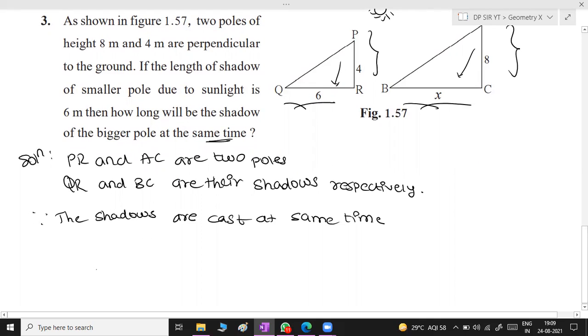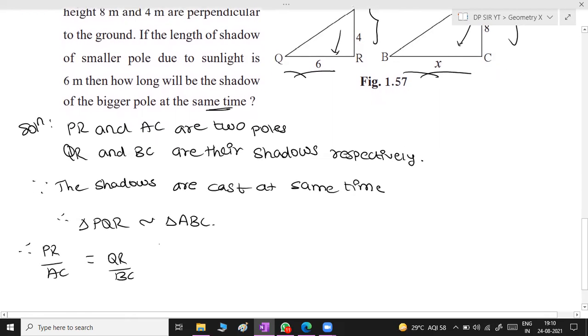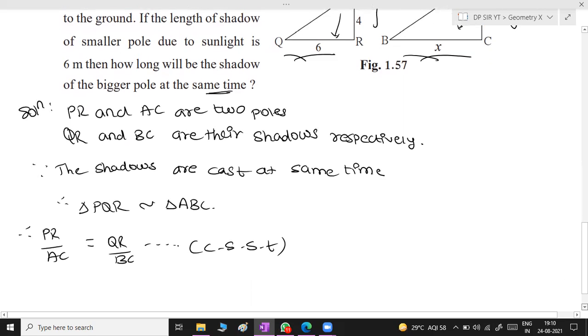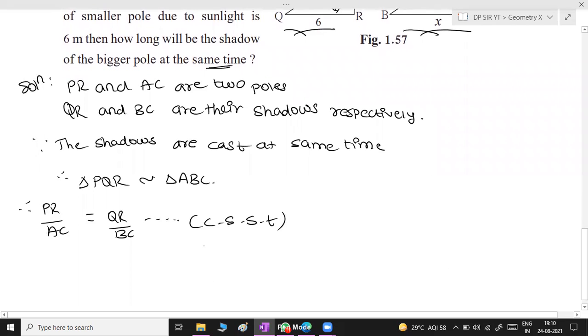So therefore, triangle PQR would be similar to triangle ABC. Okay. Therefore, PR upon AC is going to be QR upon BC. And the reason would be, since these triangles are similar, this is nothing but CSST, it means corresponding sides of similar triangles. Please listen to the recording, don't just copy. CSST means corresponding sides of similar triangles in proportion.